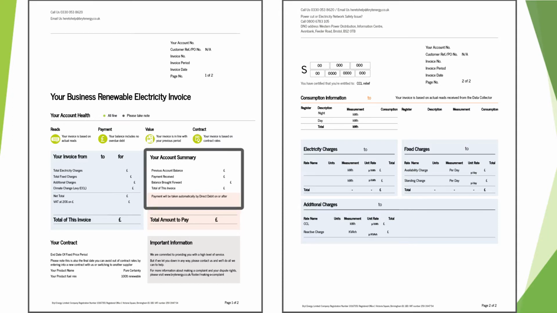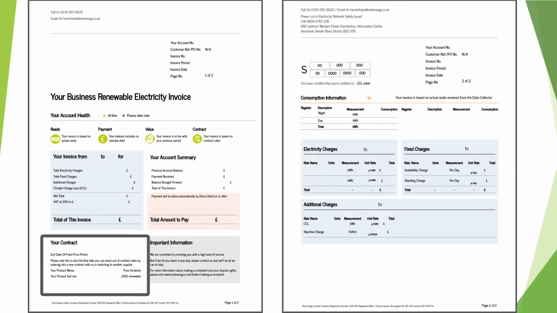You should have some sort of account summary on your bill as well that talks about where your balance is at, and information around your contract, so how long that will run for. That's one of the often overlooked things in terms of saving money on your electricity supply: making sure that you're having a conversation around your contract end, and not inadvertently rolling over onto an out of contract rate when that's terminated.